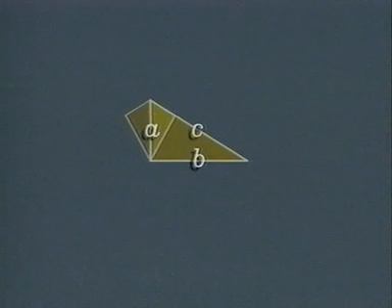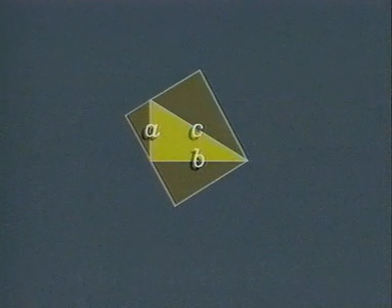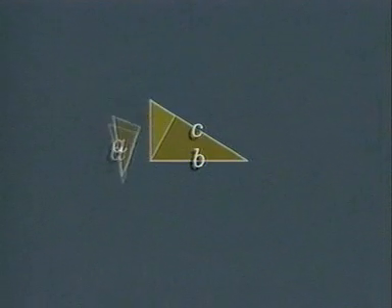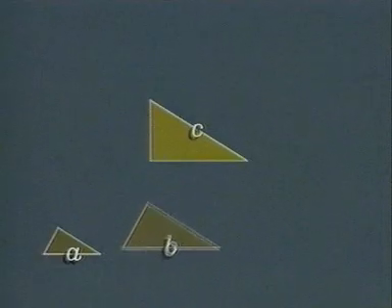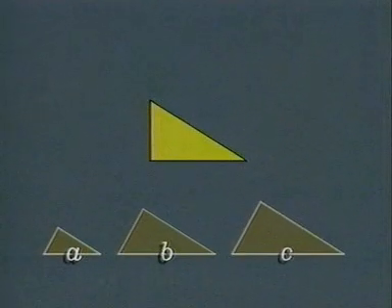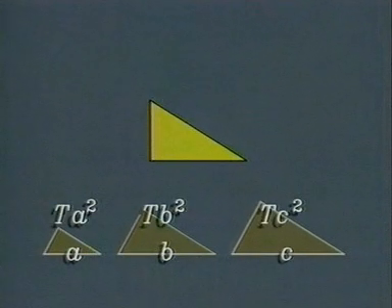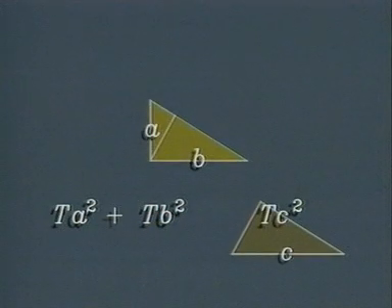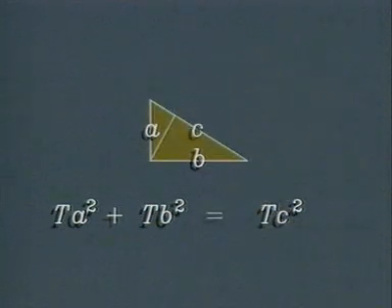Here's yet another proof. Divide the triangle into 2 similar right triangles. The area of the big one is the sum of the areas of the 2 smaller ones. Because the areas of similar figures are proportional to the squares of the length of the edges, we get the Pythagorean theorem.